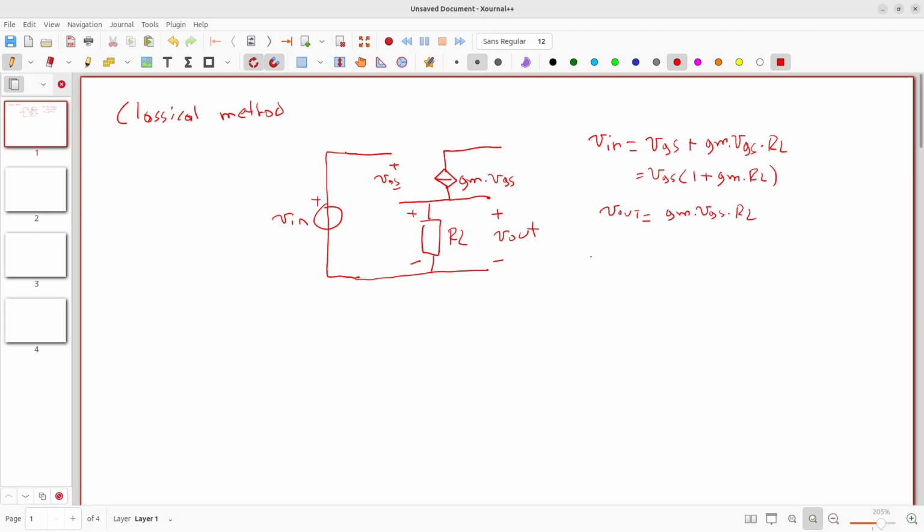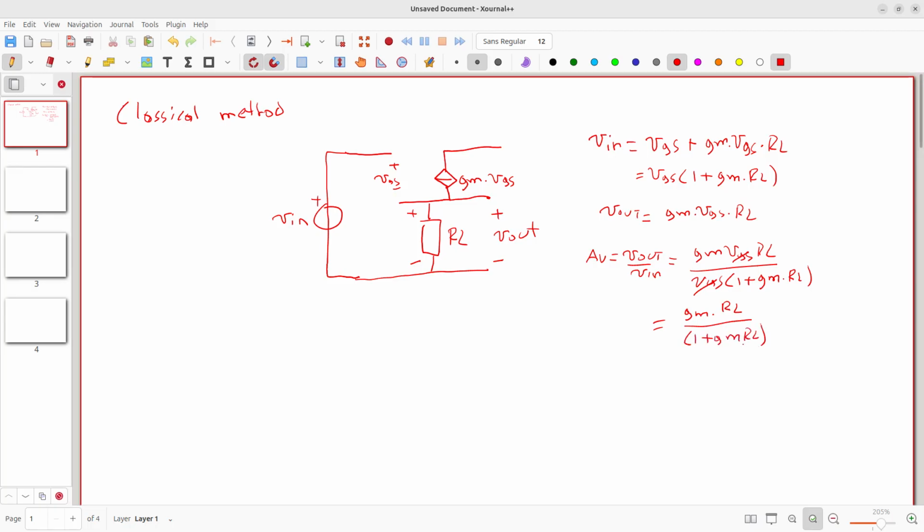So when we calculate the voltage gain, that will be V out divided by V in, and that will be equal to GM VGS RL divided by VGS times (1 plus GM times RL). This cancels, and then we have exactly the same. So both methods give us exactly the same result.